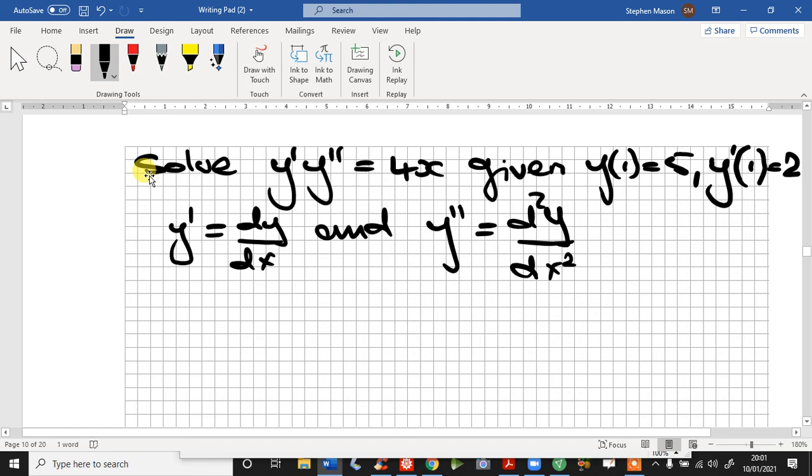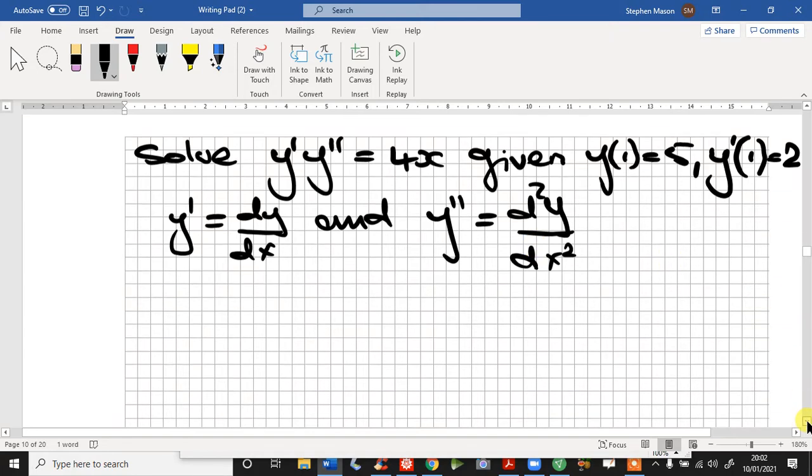In today's lecture, we're going to look at how to solve the following non-linear ordinary differential equation: y prime times y double prime equals 4x, given the initial conditions that when x is equal to 1, y is equal to 5, and when x is equal to 1, y prime is equal to 2. Now, y prime and y double prime are simply derivatives of y with respect to x. So y prime is a derivative of y with respect to x, and y double prime is simply the second derivative of y with respect to x, or d squared y by dx squared.